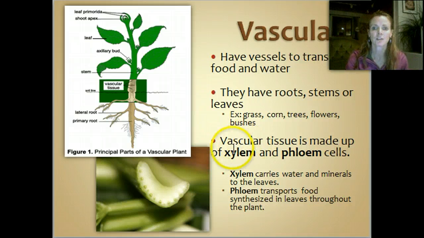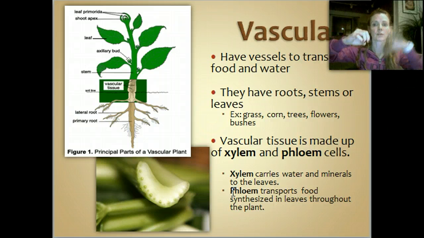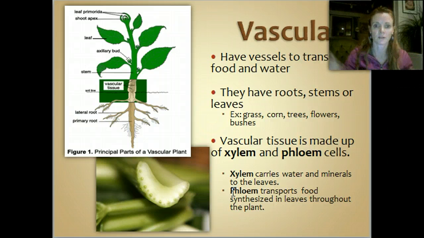Okay? Vascular tissue is made up of xylem and phloem cells. Xylem carries water and minerals to the leaves, where phloem transports food. So basically that sugar, that glucose, that is synthesized within the leaves, it's transported through the phloem in order to get to all the different areas of the plant so that it can be nourished itself.